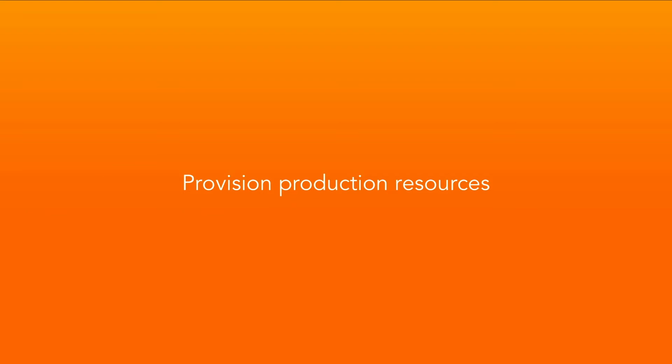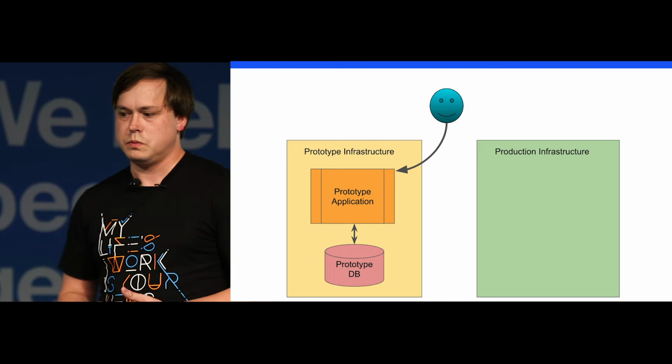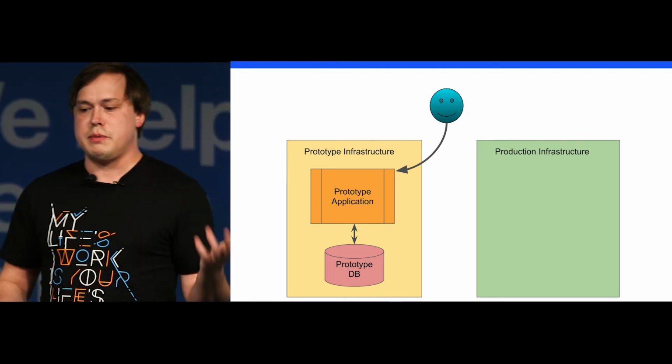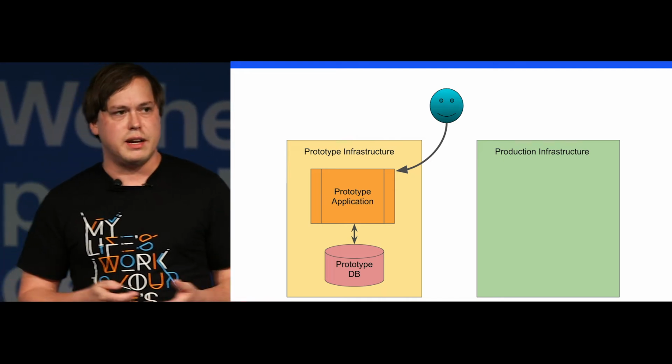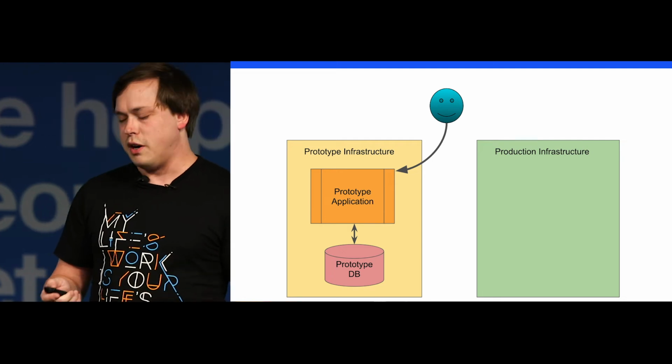So the first thing that we needed to do was provision these production resources. Here you can see we've got our prototype infrastructure, again, glorified dev hardware behind our firewall.